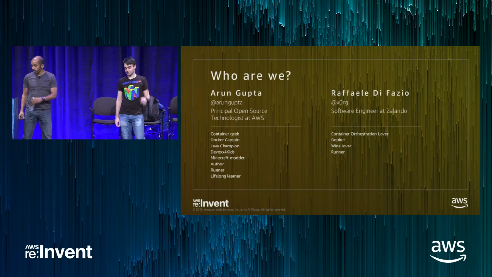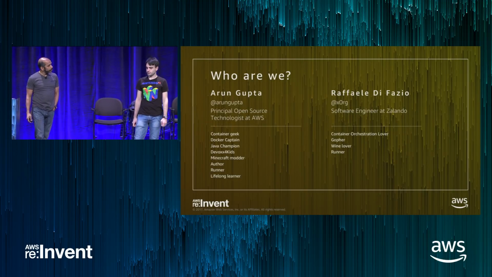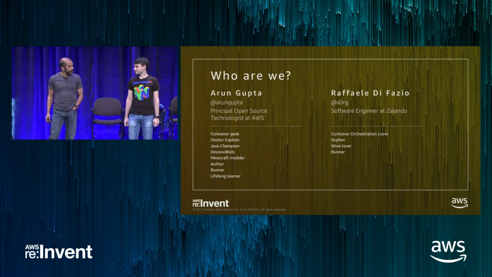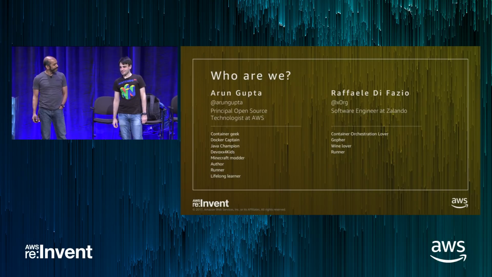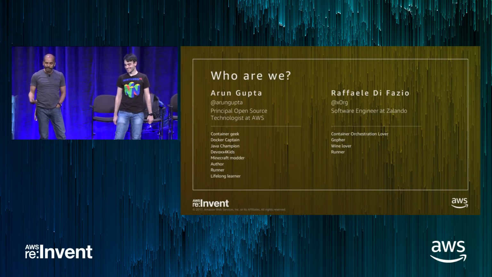I'm Raffaele, as I said, software engineer at Zalando, mostly working on containers and container orchestration. I love Go. I hope you do. Yeah, I'm Italian, so I love wine and running. All right, well, I'm a runner too.